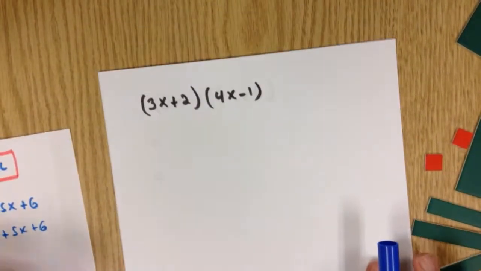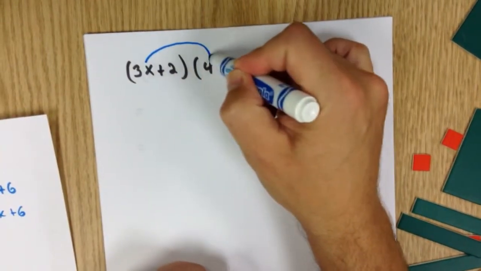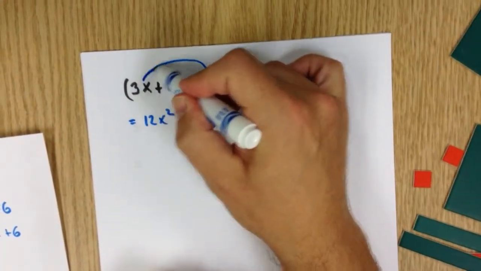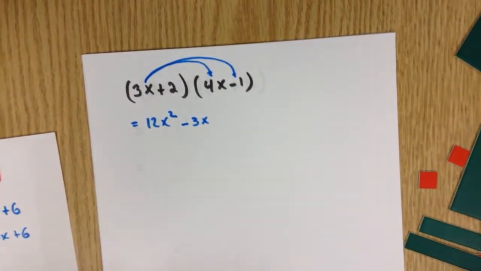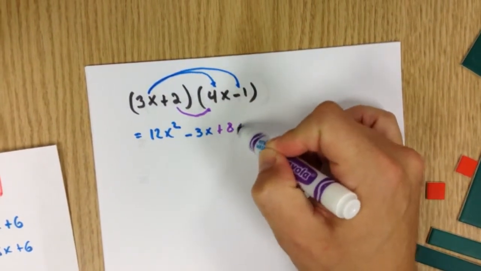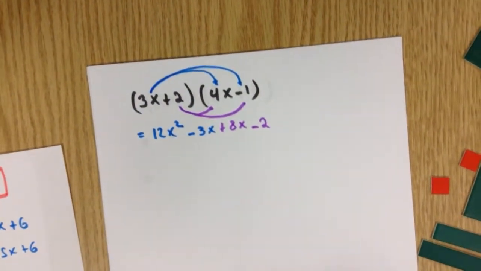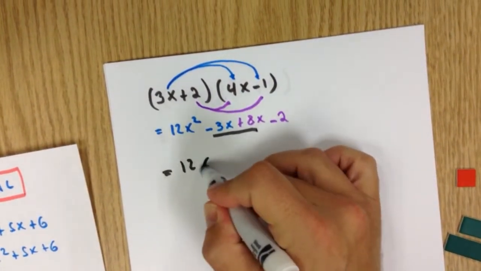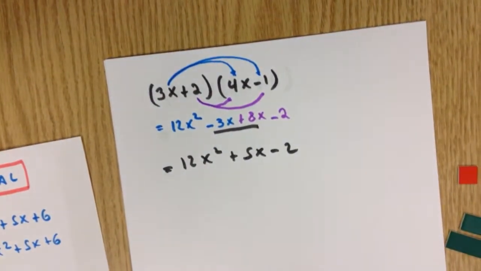So sometimes what we do is we figure out that we can actually do little arrows. You're going to say 3x times 4x in this case, which is equal to 12x squared, and then 3x times minus 1, which is minus 3x. And then you do the bottom part, or the next one. So it's 2 times 4x is plus 8x, and 2 times minus 1, which is minus 2. Then you notice that you can actually put the x's together, and that's equal to 12x squared plus 5x minus 2, our final answer.